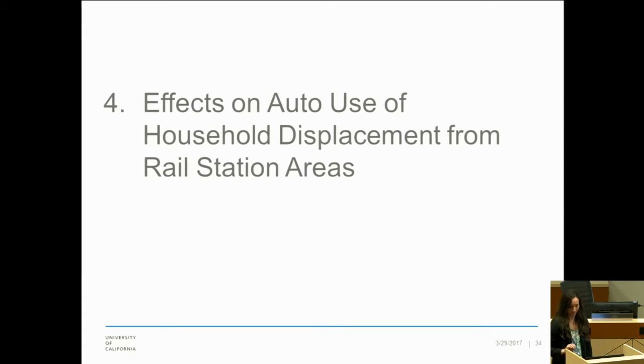So I took the lead on a portion of this work which really is a bit different than some of the other parts. The data that we used are a bit different, and the question was a bit different. This part of the work was looking at the question of if household displacement and household gentrification occurred near rail station areas, what would happen to auto use, or vehicle miles traveled, or VMT. Answering this question required using different sorts of data, not census tract level data, but actually household level data from a couple of different travel surveys.